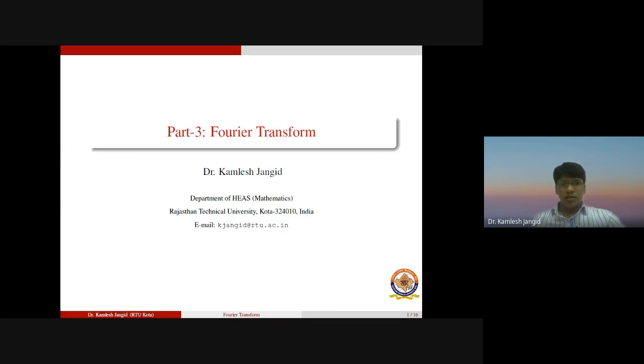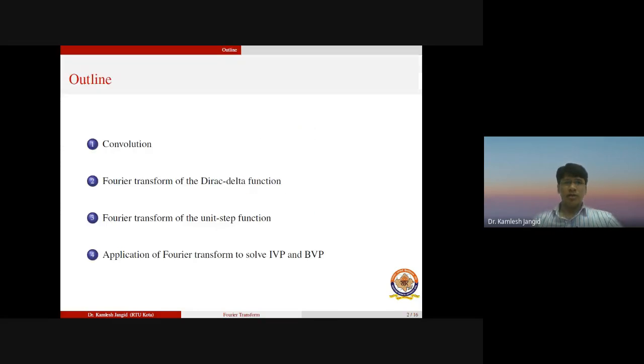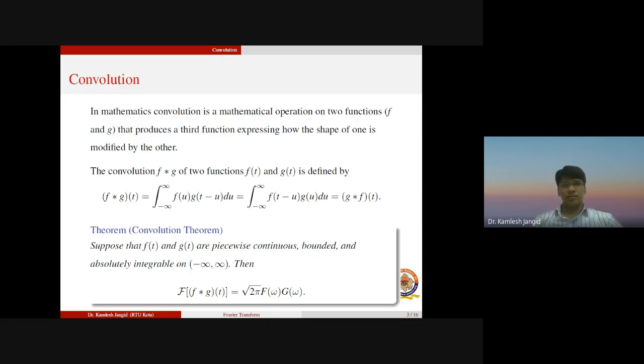In continuation of the previous two lectures, in this lecture we shall study the convolution of two functions, the Fourier transformation of the Dirac Delta function, and the Fourier transformation of the unit step function or Heaviside function. In the last, we shall study applications of Fourier transformation to solve initial value problems and boundary value problems. So let us start with convolution.